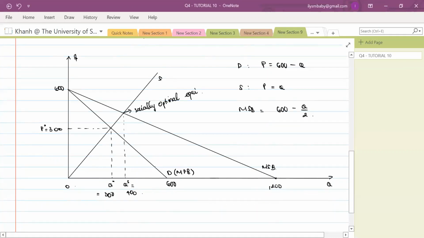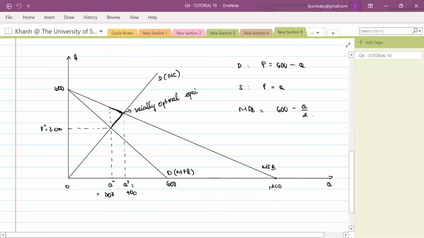So what is the deadweight loss that we want to show on the diagram? The deadweight loss is created from the quantity 300 to the quantity 400. For any output between 300 and 400, the marginal social benefit, which is the line over here, is higher than the marginal cost, which is the supply curve. So the social benefit is higher than the cost, and socially optimal, it should be produced.